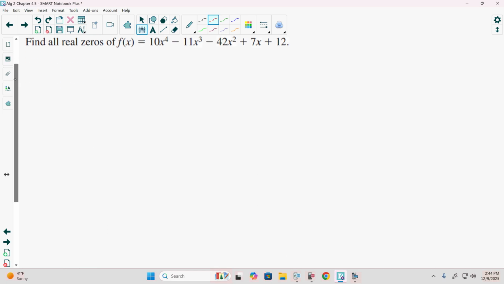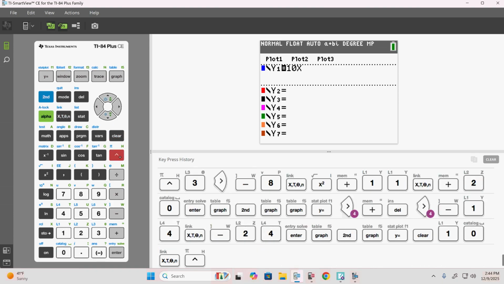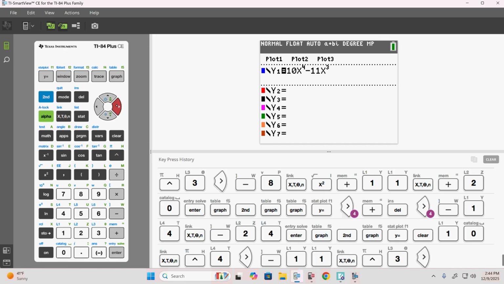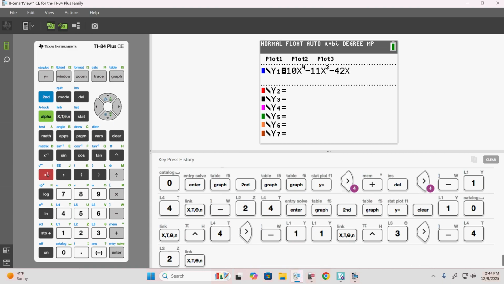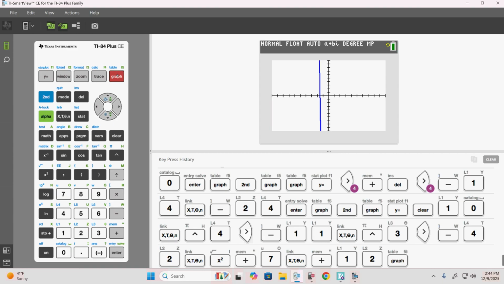10x to the fourth minus 11x cubed minus 42x squared plus 7x plus 12. Realistically, first place we probably are going to go is going to just graph it, yes? No, why not? 10x to the fourth minus 11x cubed minus 42x squared plus 7x plus 12. Once we get the whole thing in, we hit what? Graph.